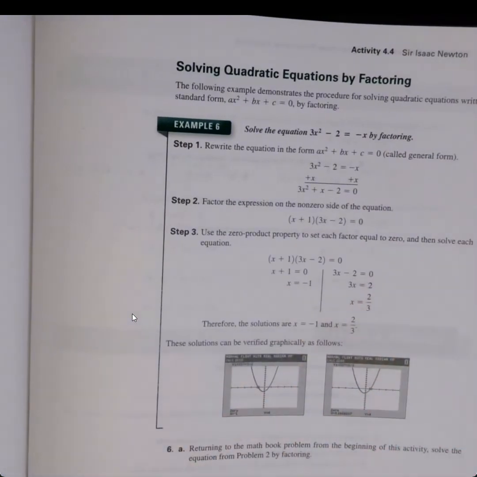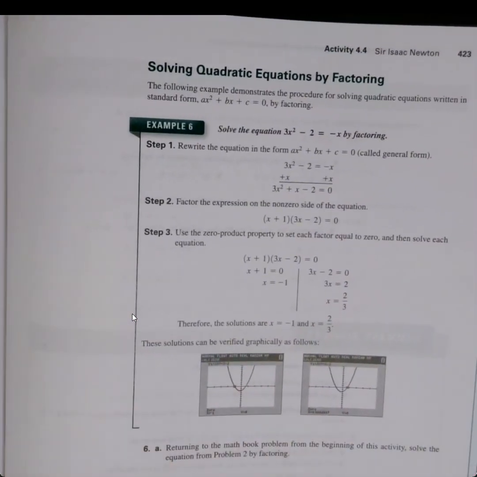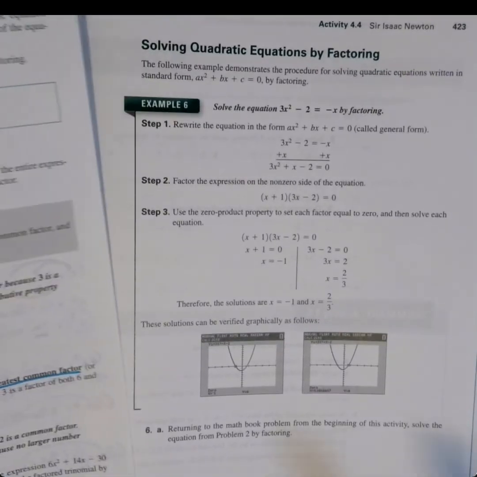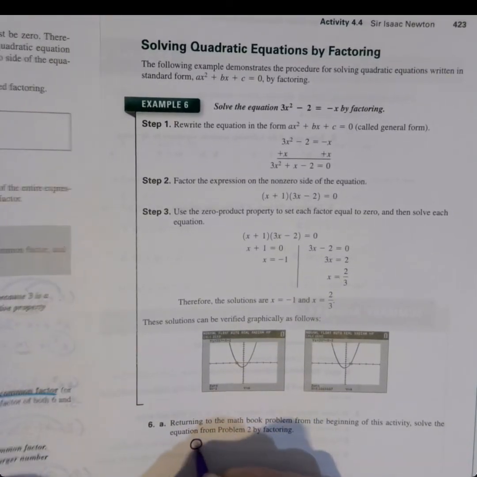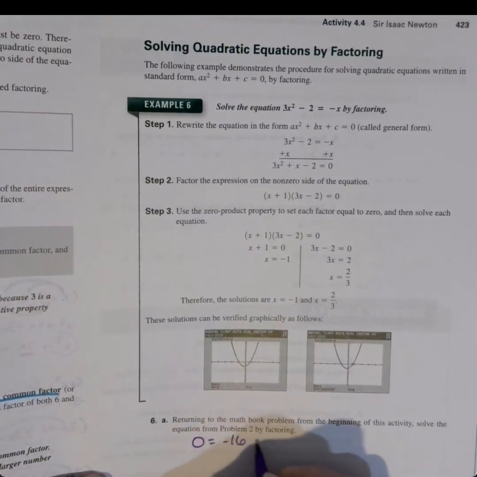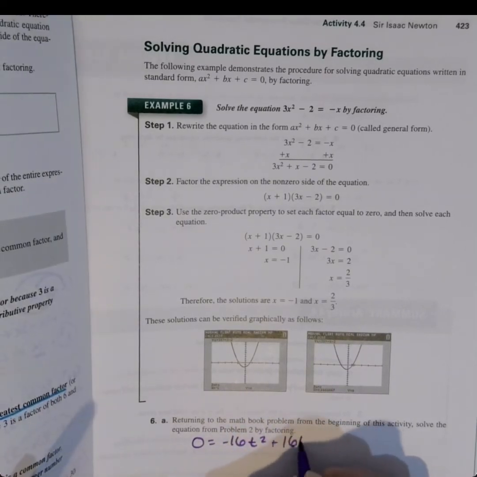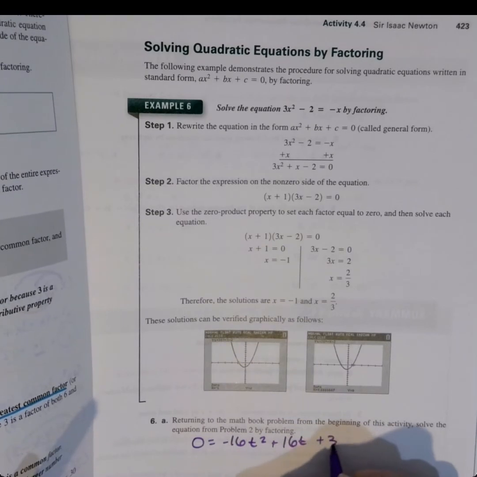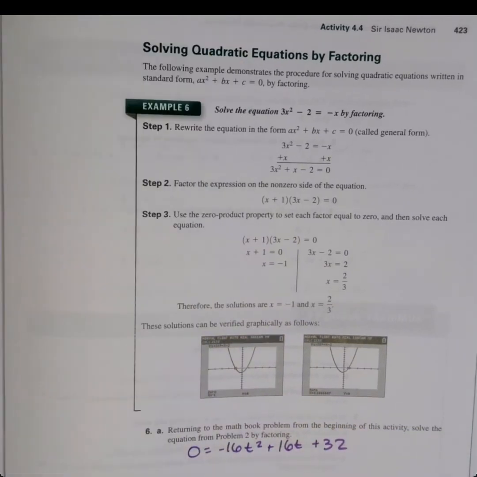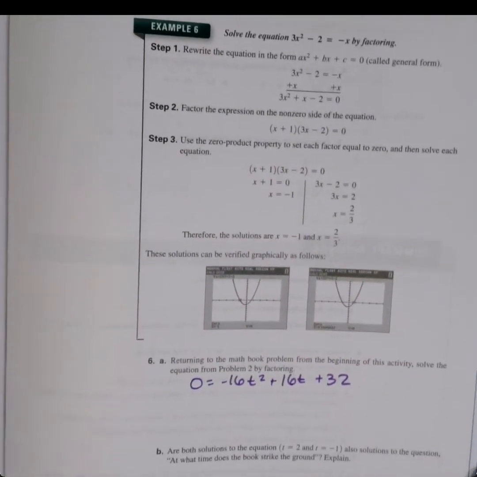All right, so on to solving quadratic equations by factoring. We're going to go back and solve the one in the beginning. The equation that we had at the beginning was 0 equals negative 16t squared plus 16t plus 32. That's coming over from number 2 on the first page, and I want to solve it by factoring.